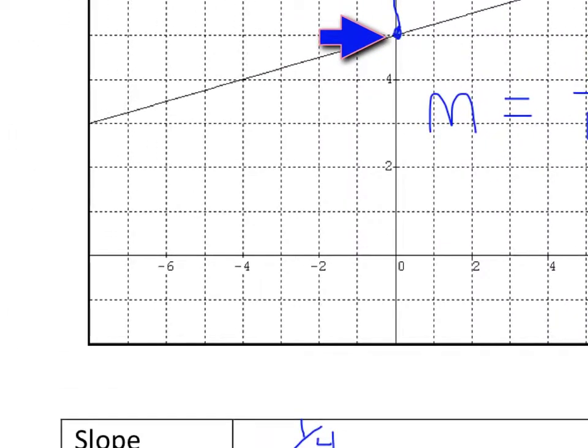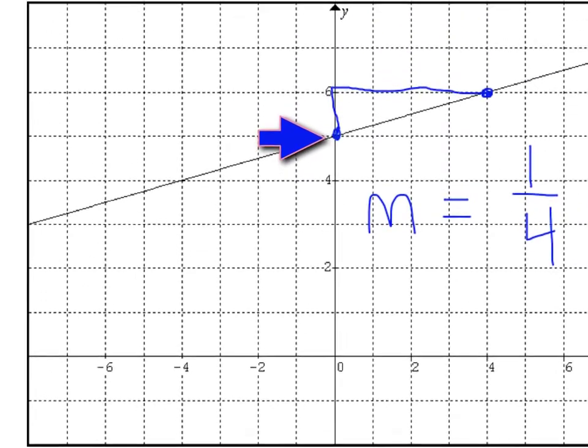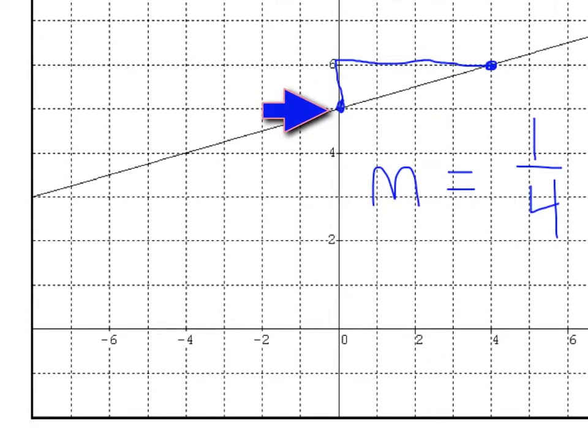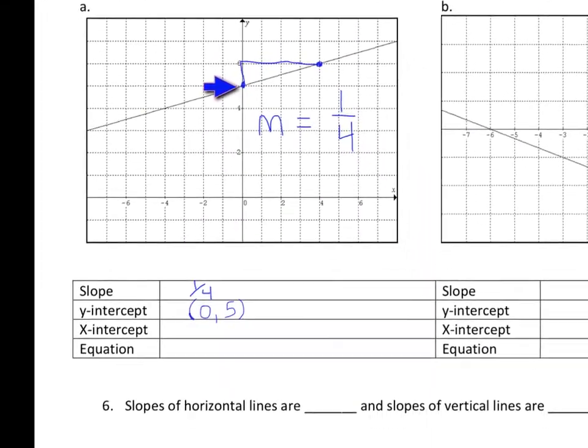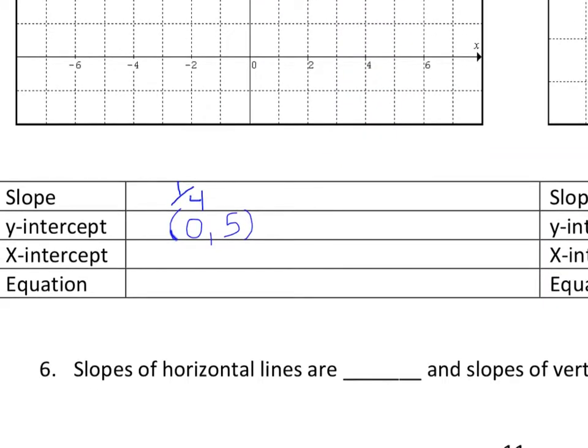We can't tell by looking at this picture where that's happening, but there's another way. We have enough information now to write the equation of this line. It would be y is equal to 1/4 x plus 5. You just put in your slope and your y-intercept.